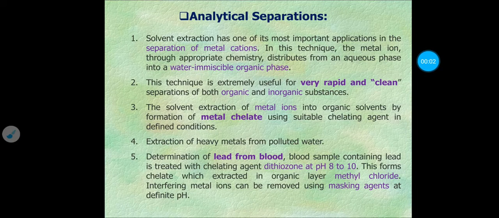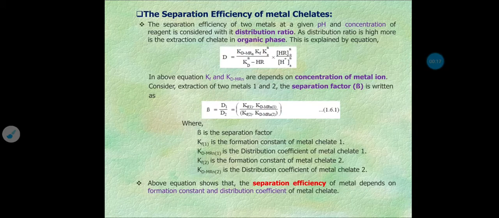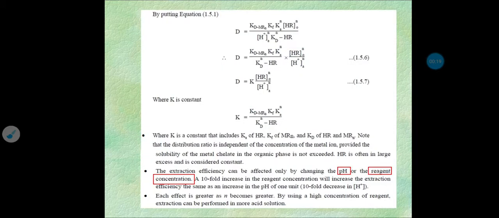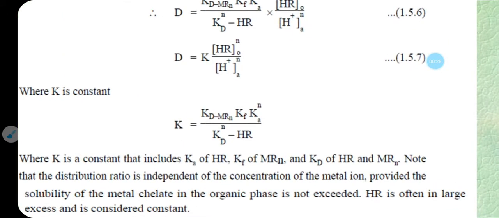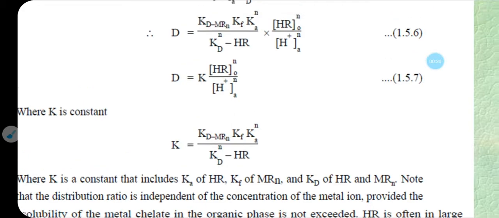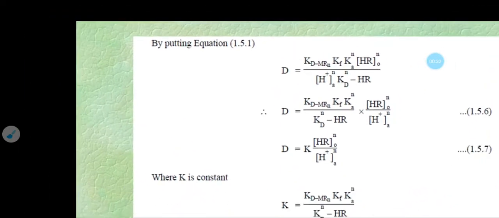Hello student. In our previous lecture, we have discussed the extraction process of metal ion by chelate formation. The extraction efficiency depends on the concentration of chelating reagent, and at acidic pH the extraction will be more for the metal ion.